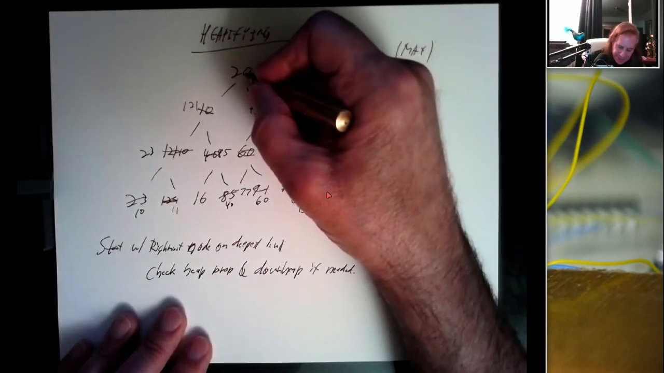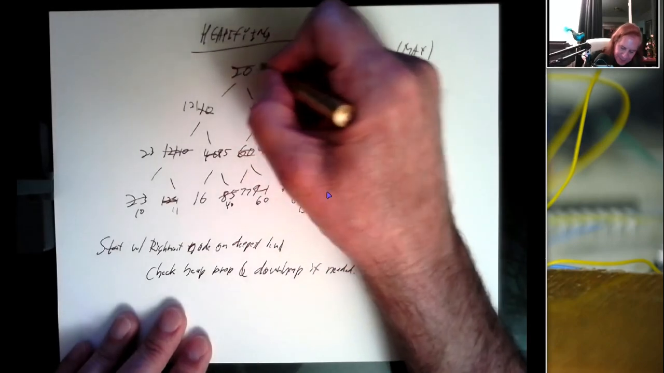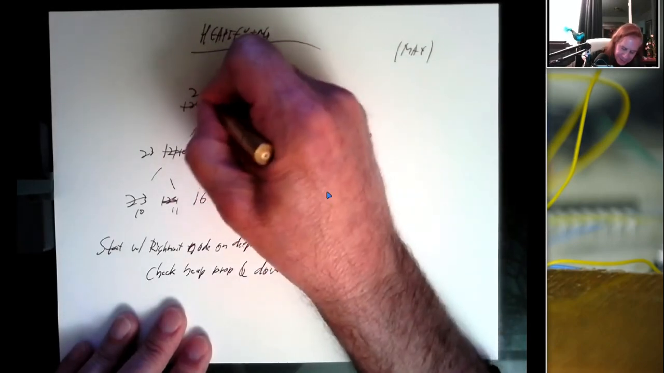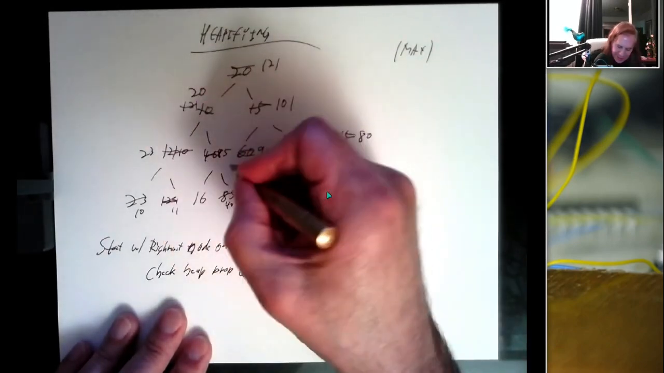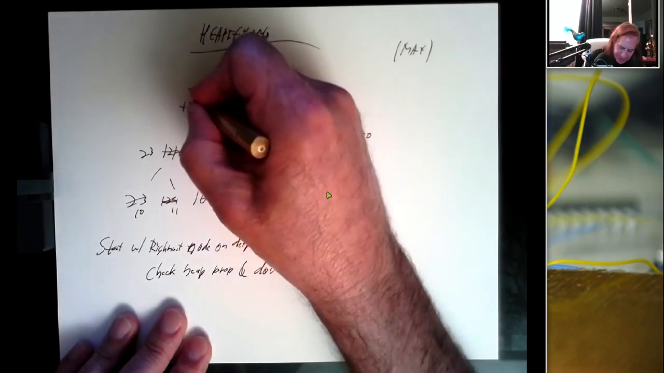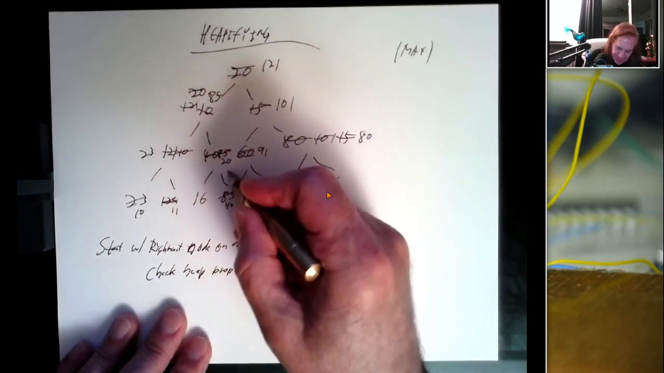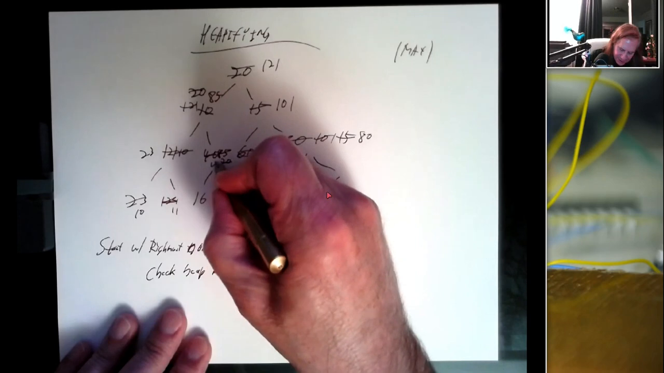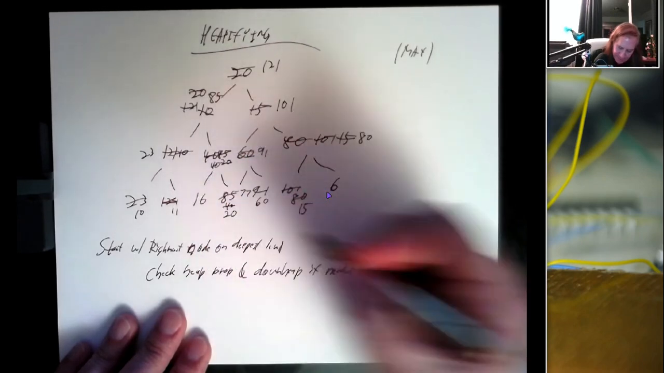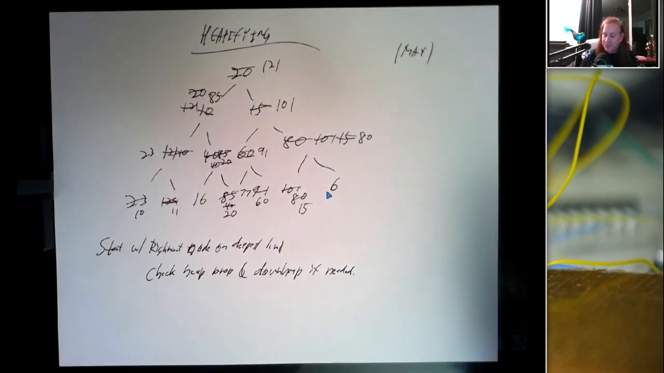And now we come to the root. 20 violates the heap property, so swap with the largest child. 20 violates, so swap with the largest child. And 20 violates again, so swap with the largest child. And we're done heapifying.